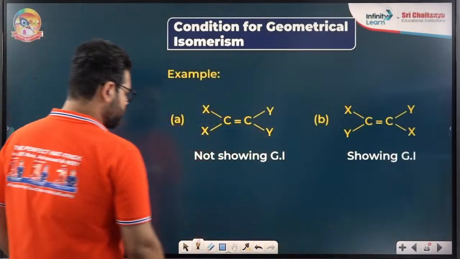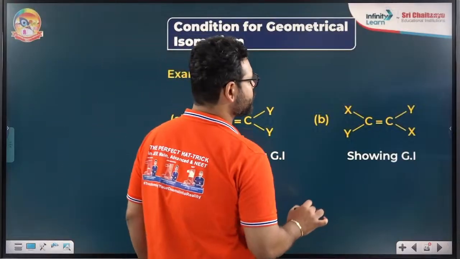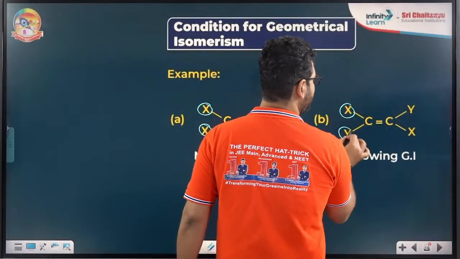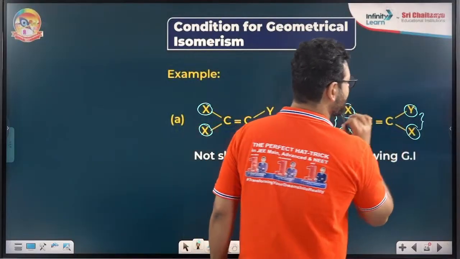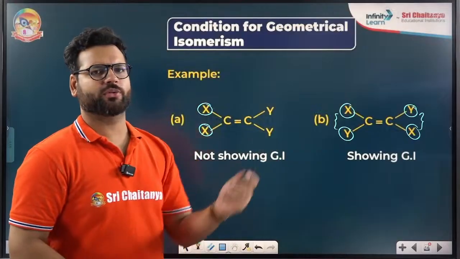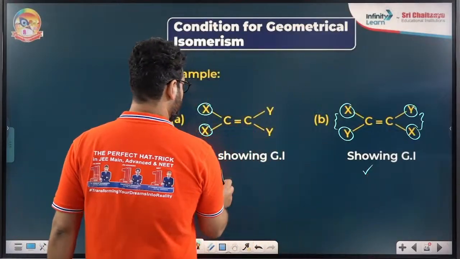This will not show GI because the groups became the same here. This will show GI because the groups are different here, and here also the groups are different. So the sp2 carbon must carry two different groups to show GI. So this will show GI. This will not show GI.